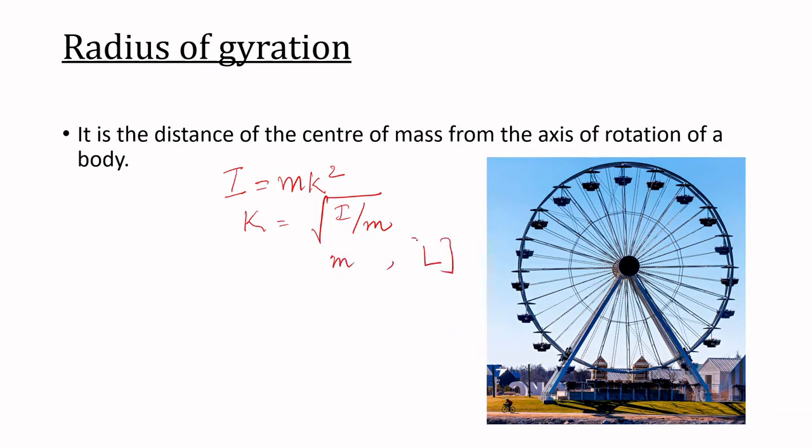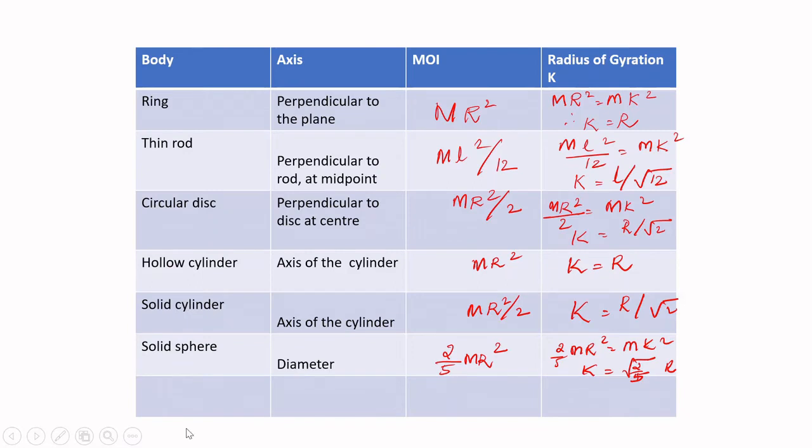Now each of these bodies, when they rotate about some kind of axis, have different values of moment of inertia. For example, for a ring, if the axis is perpendicular to the plane of the ring, then the moment of inertia is mr square. How will we find the radius of gyration of the ring? mr square has to be equated to mk square. So k will be equal to r.